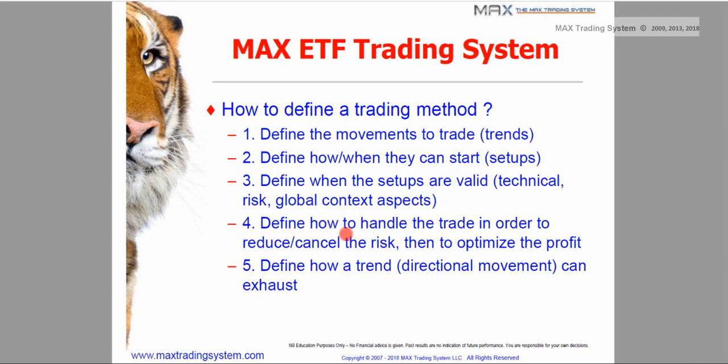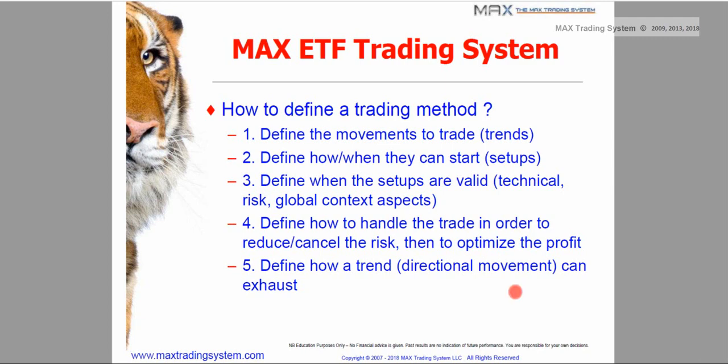Then once we are in a trade, we have to know how to handle the trade in order, and this will always be the first priority of a trader using this method, to reduce the risk involved in that trade, or possibly to cancel the risk in such a way that the trade becomes a risk-free trade. And then when we are in a risk-free situation, we can consider how to optimize the profit we can extract with that trade from that trend.